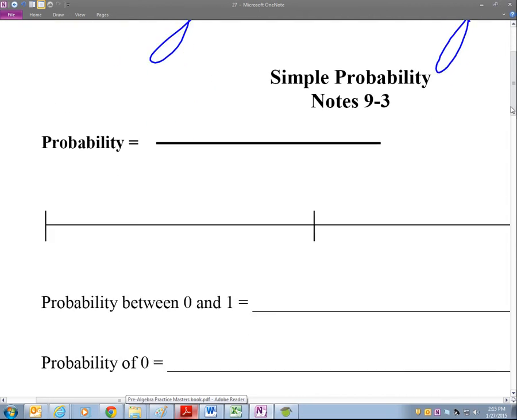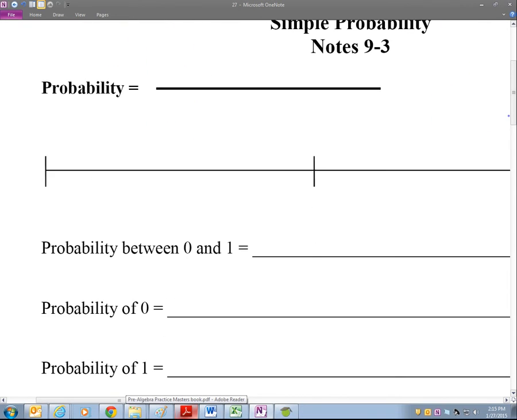Probability. Now, when I was adjusting this, I made this line too short, so you're probably going to have to make it bigger because that's actually a fraction bar. It's actually going to be a fraction bar.